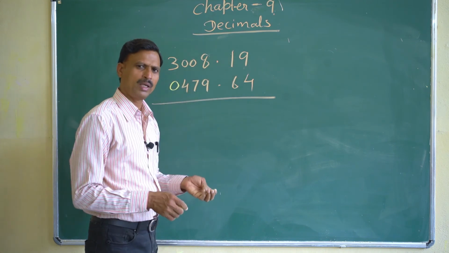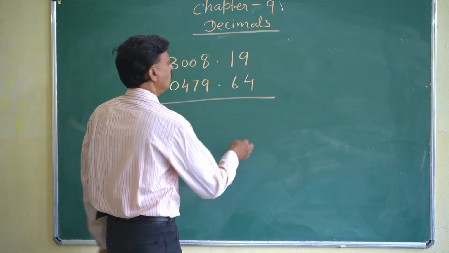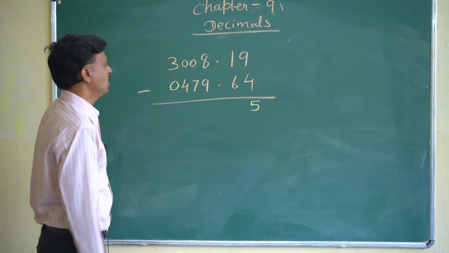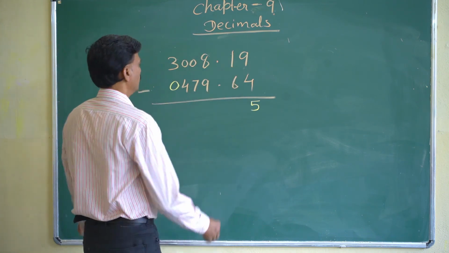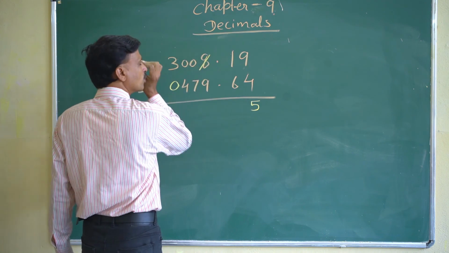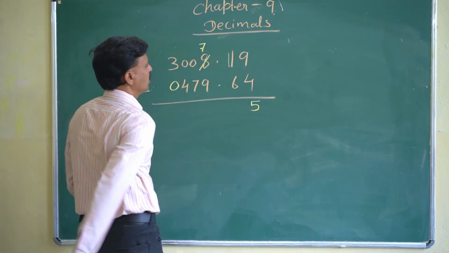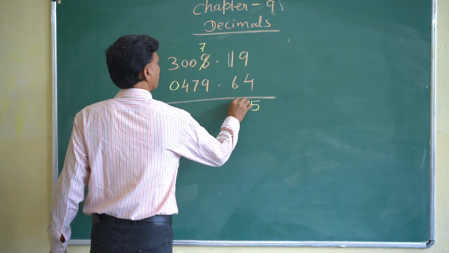Now we'll simply subtract as we are subtracting, right? So what will come? 9 minus 4, that is 5. From 1, 6 cannot be subtracted. What do we have to do? We'll borrow from 8. So this 8 becomes 7 and this 1 becomes 11. So 11 minus 6, that is 5 will come.